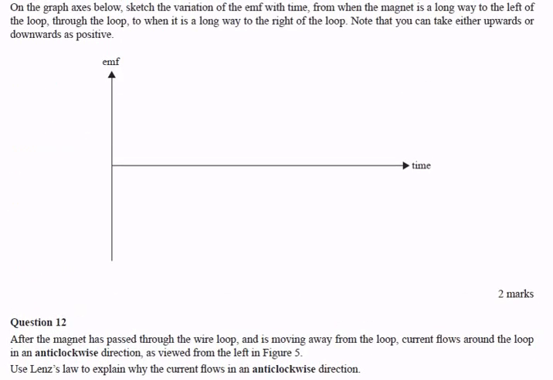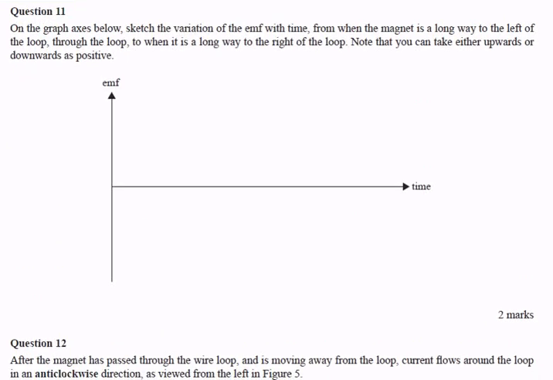Alright, question 11. On the axes below, sketch the variation of EMF with time from when the magnet's a long way to the left through the loop to when it's a long way to the right. Note you can either take upwards or downwards as positive. To get the EMF or the voltage, we first want to know what's happening to the flux through time. This is just a little graph that's going to help me. To help me do that, I'm going to draw my loop, and my magnet as it's far away, as it's getting pretty much inside the loop, as it gets far away again.